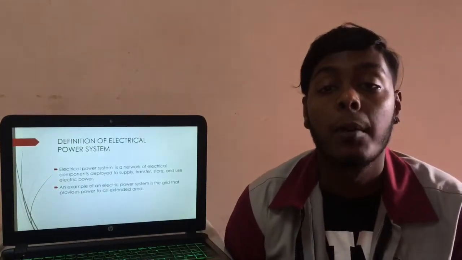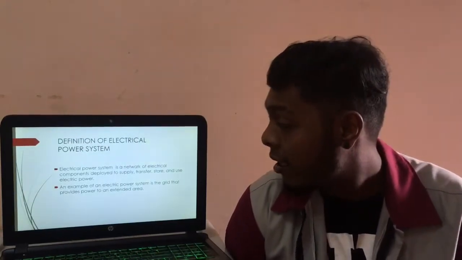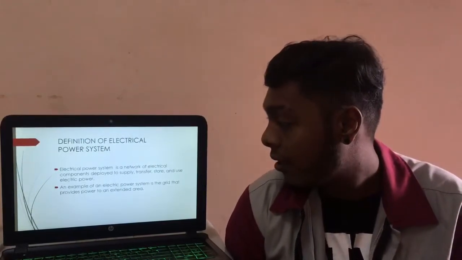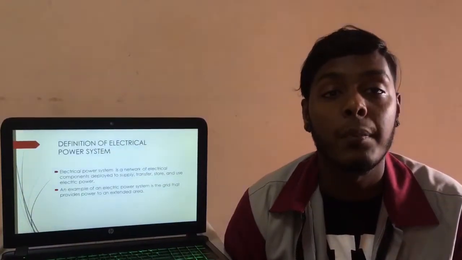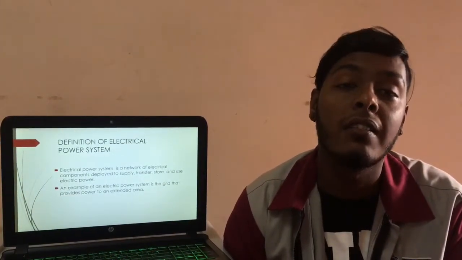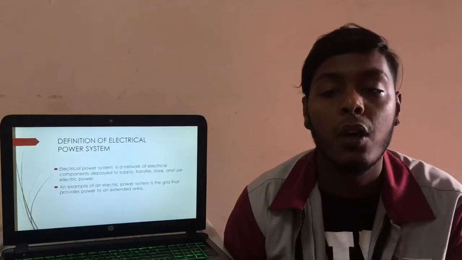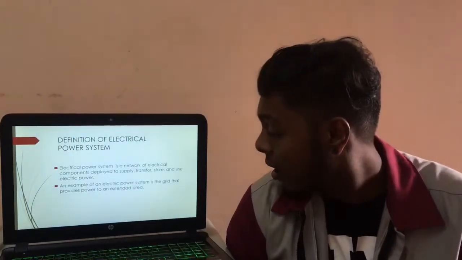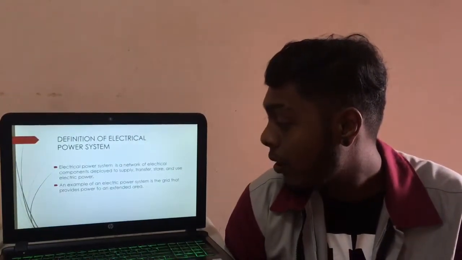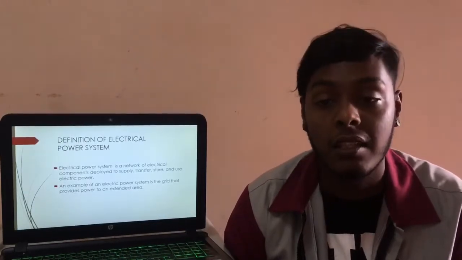Definition of power system. Electrical power system is a network of electrical components deployed to supply, transfer, store and use electrical power. An example of an electrical power system is the grid that provides power to an extended area.